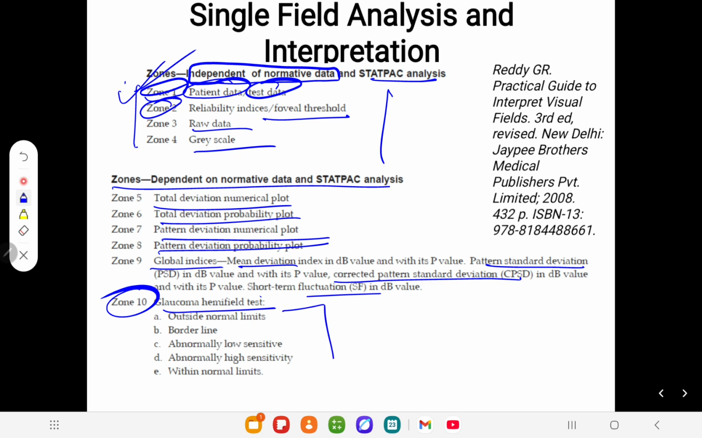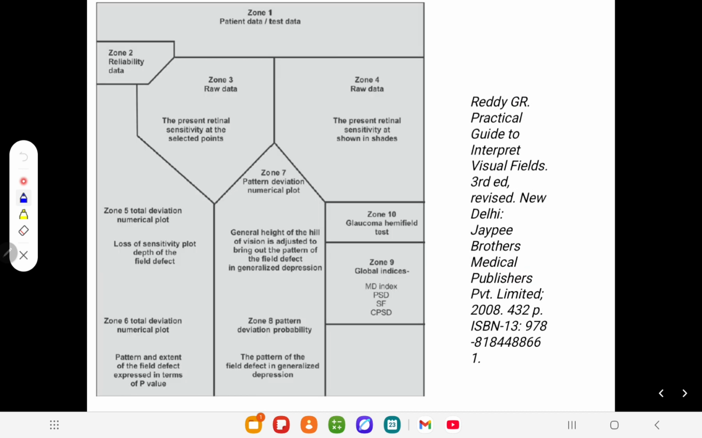That is basically, we have five: outside the normal limit, borderline, abnormally low sensitivity, abnormally high sensitivity, within normal limit. And these six zones depend upon the normative data. Okay, just remember, I will come back to it later. This is again taken from the GRAD.